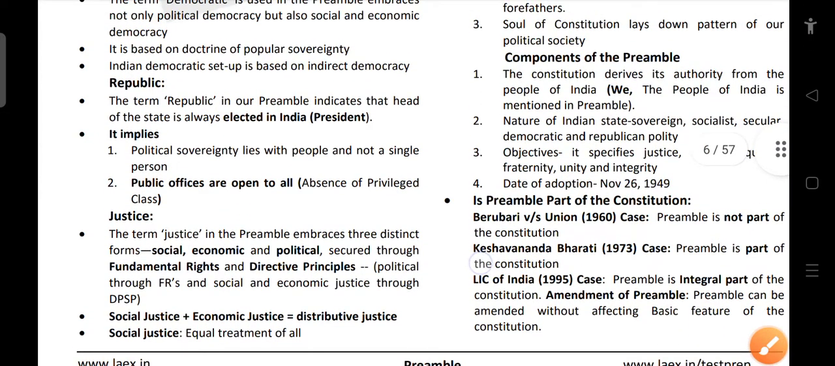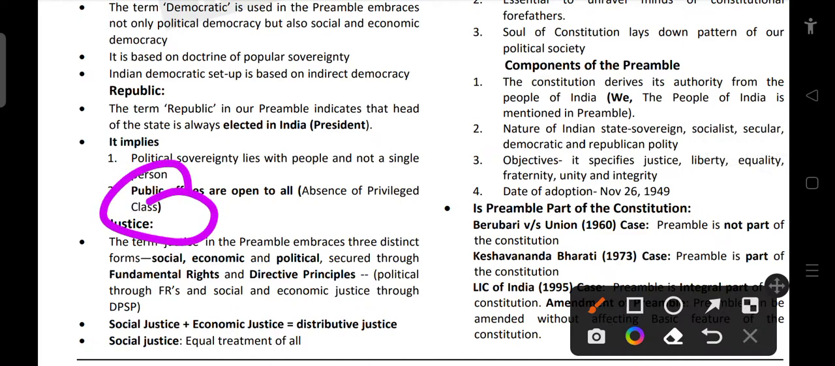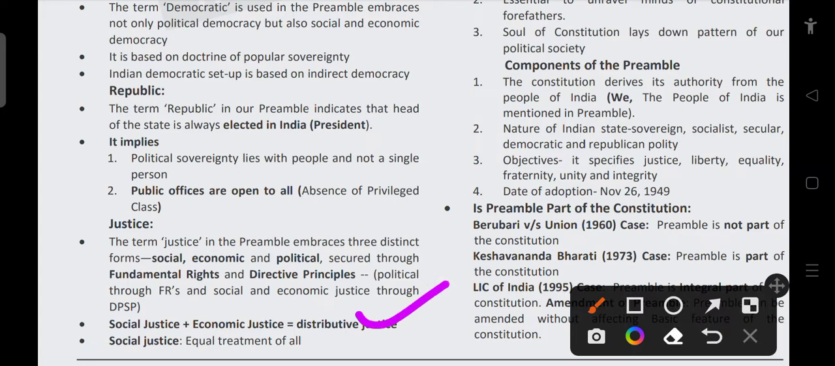And the next term is justice. The term justice in the preamble embraces three distinct forms. What are they? Social, economic and political. Secured through fundamental rights and DPSP. Political justice is through fundamental rights; social and economic through DPSP. So the mixture of both social justice and economic justice is called distributive justice.